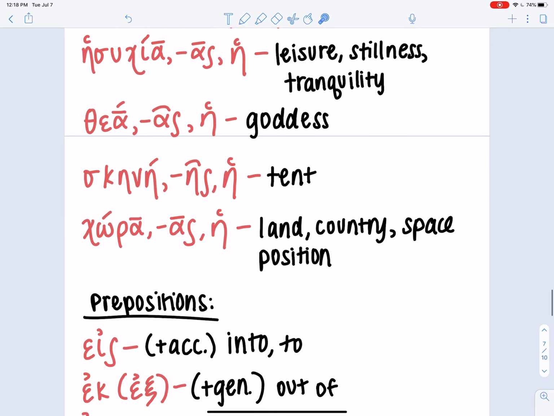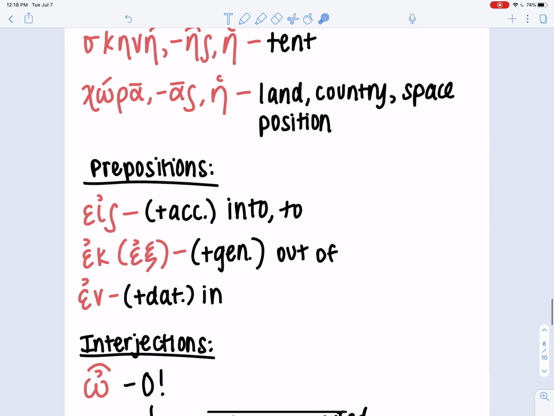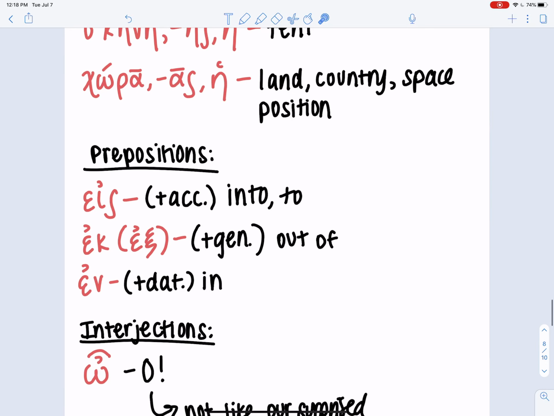Now we're going to do our first prepositions. We have 3 pretty simple ones that we'll be using throughout the year. They're very helpful and honestly kind of fun, I think. So we have eis, which takes the accusative, and it means into or to. And even when you have a preposition, you're still going to use that definite article, like here, after the preposition and before the noun. Then we have ek or ex, which takes a genitive and means out of.